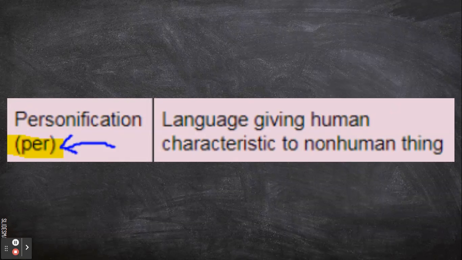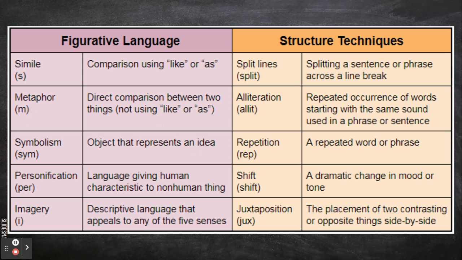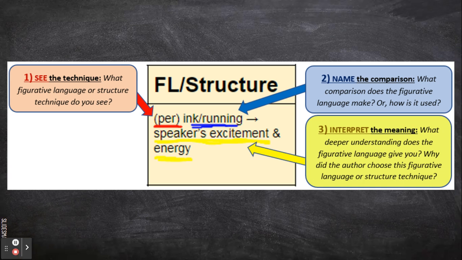Use those abbreviations in your notes. It's just cleaner, it takes up less space, it'll save you time as well. Again, you can see all the abbreviations here, not only for personification, but for all the other techniques. They're listed right underneath the full name. So let's see how a note for that might actually look. I'm only showing you the figurative language and structure box right here.